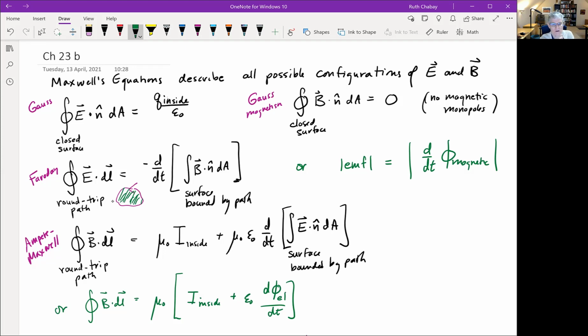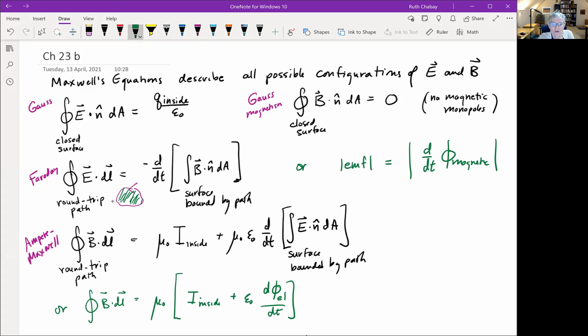And finally, the Ampere-Maxwell law: the integral of B dot dl around a round-trip path is proportional not only to the current inside, but also to the time rate of change of the electric flux over the surface bounded by that path. And a more compact way of writing it is this. We don't have a name for B dot dl. It's not EMF or anything like that, but we can write it proportional to the current inside and the time rate of change of the electric flux on that surface.